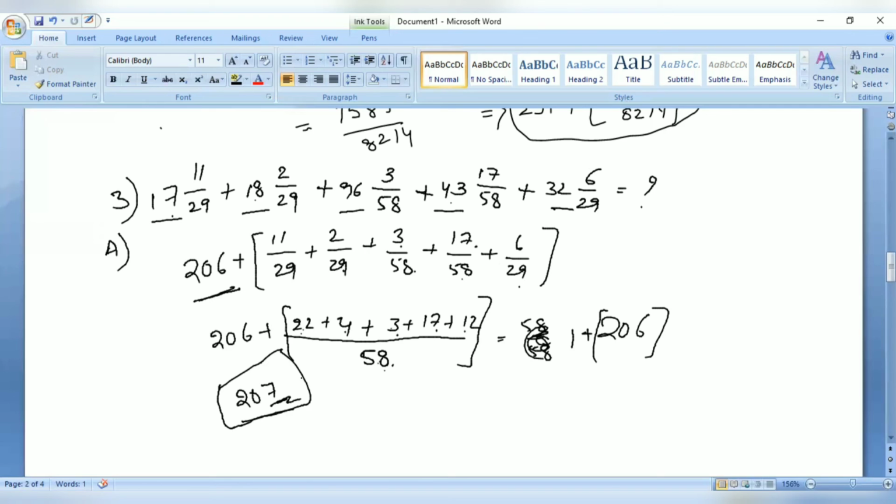Okay, guys. So this is how we perform the addition on fractions. So now in the next class, we will see subtraction, multiplication, and then mixed fractions. Okay. Thank you.